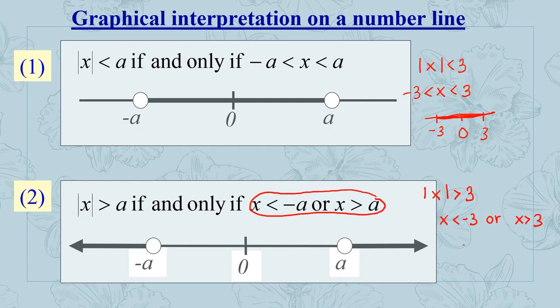Okay, so at the number line here, we arrange the smaller number on our left. So since x is less than negative 3, and this one also x is greater than 3, so it pointed to the right.